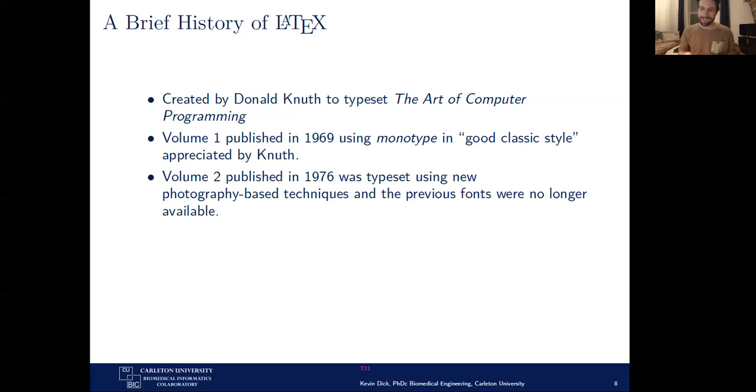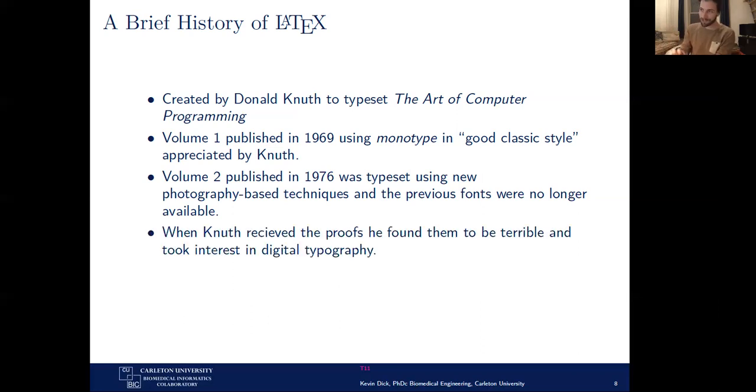So in 1976, all the typesetting systems had shifted to a photography-based technique, and all the fonts and the layout and everything that he appreciated in the first iteration of his volumes were no longer available. So as soon as he received the proofs for the second version, he thought they were absolutely terrible. And that really triggered in him an interest in digital typography.